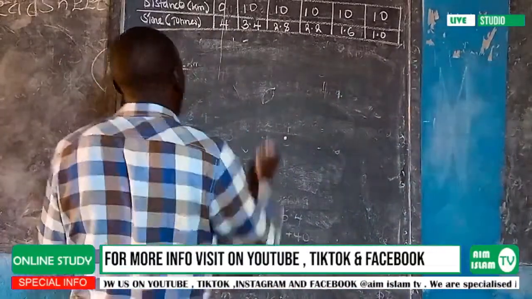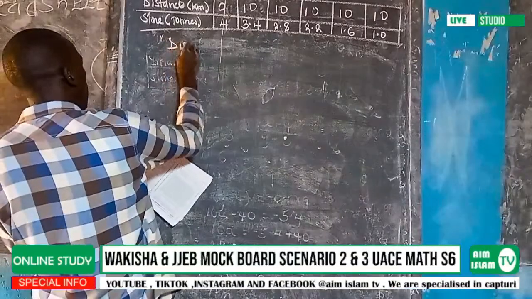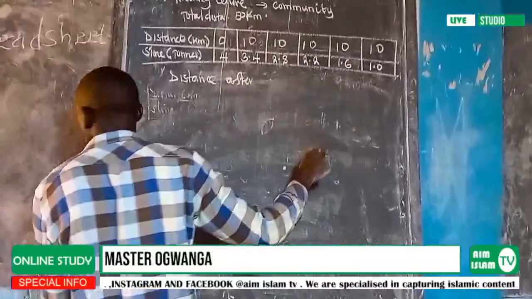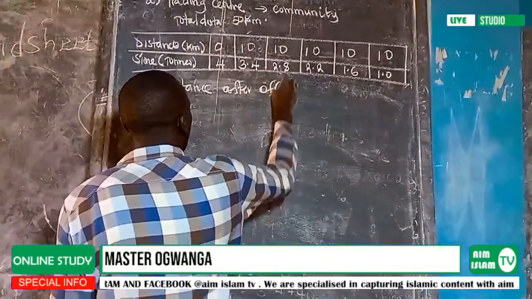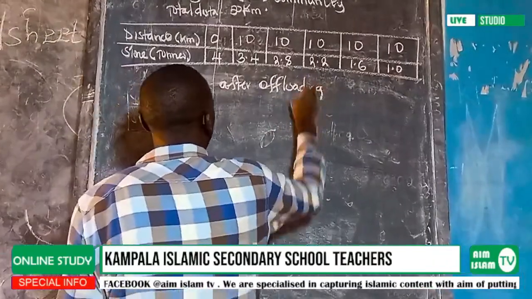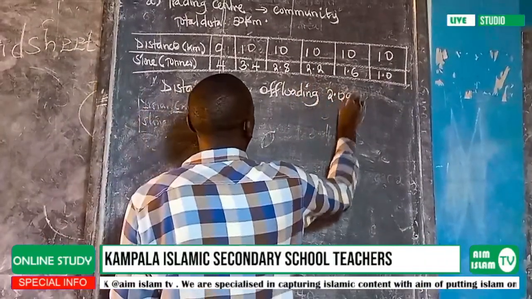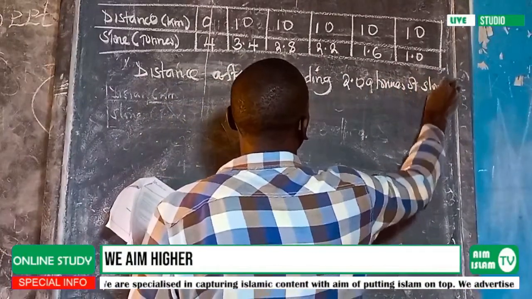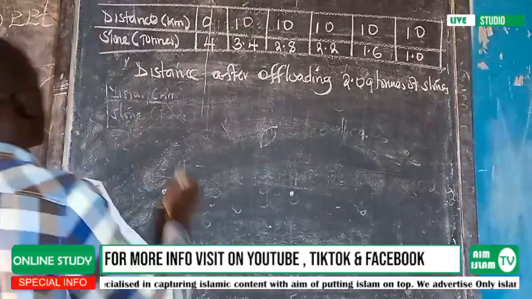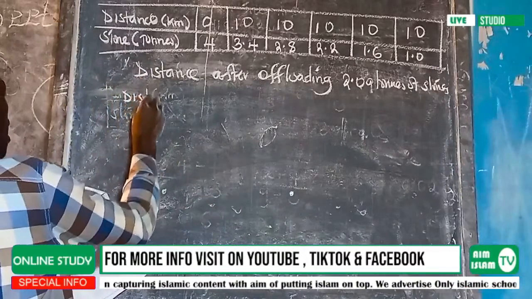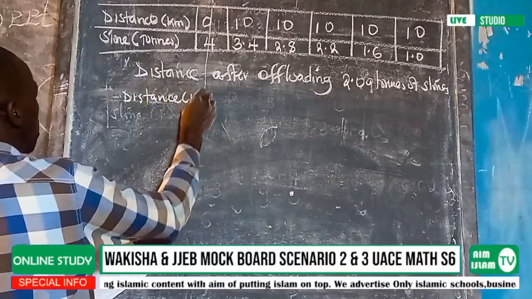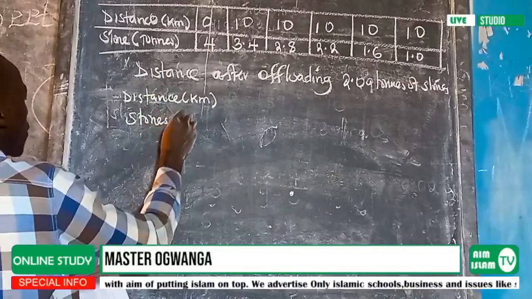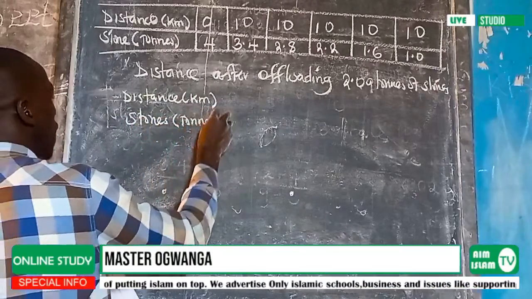So meaning that I'm going to say distance after uploading 2.09 tons of stone. So we have the distance still in my table, which is the kilometers. Then you have the stone that will be given in tons.